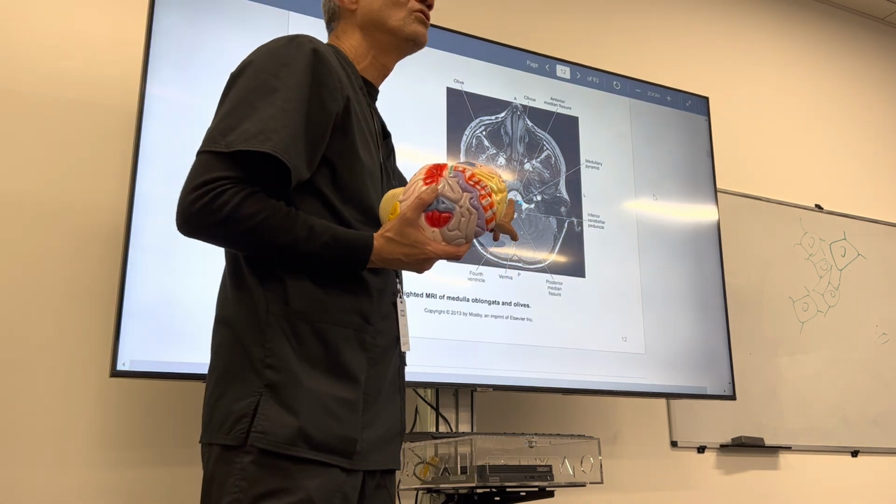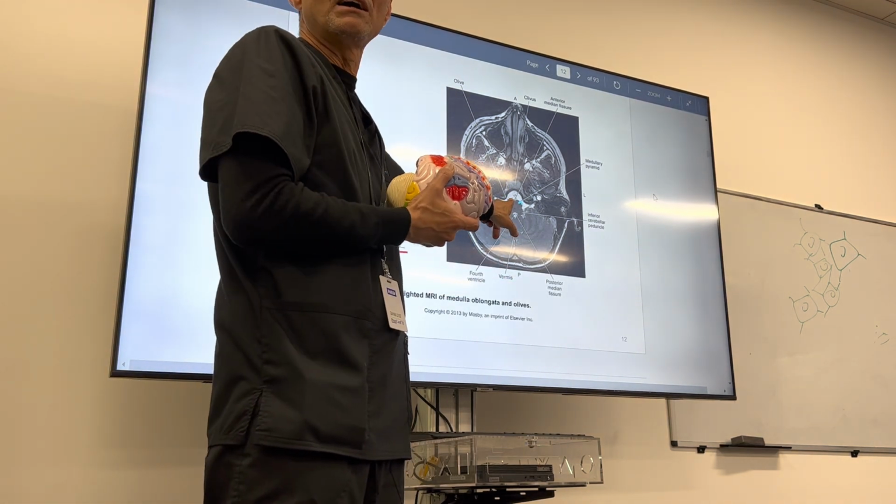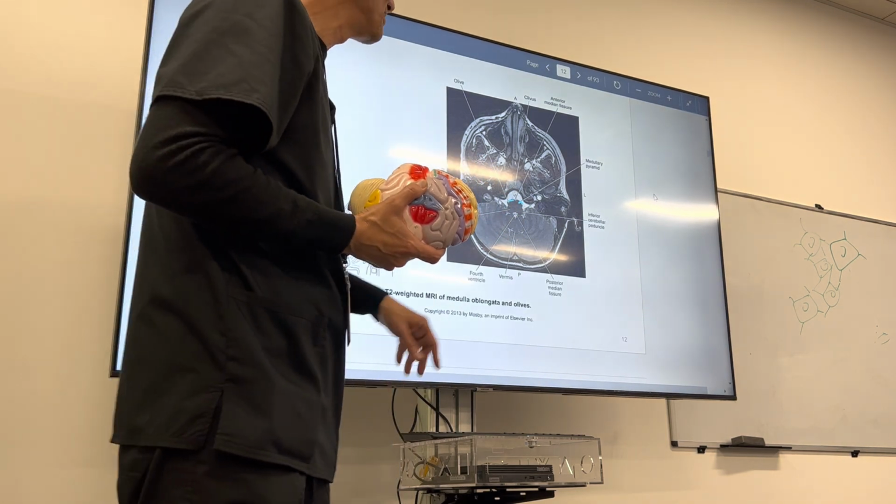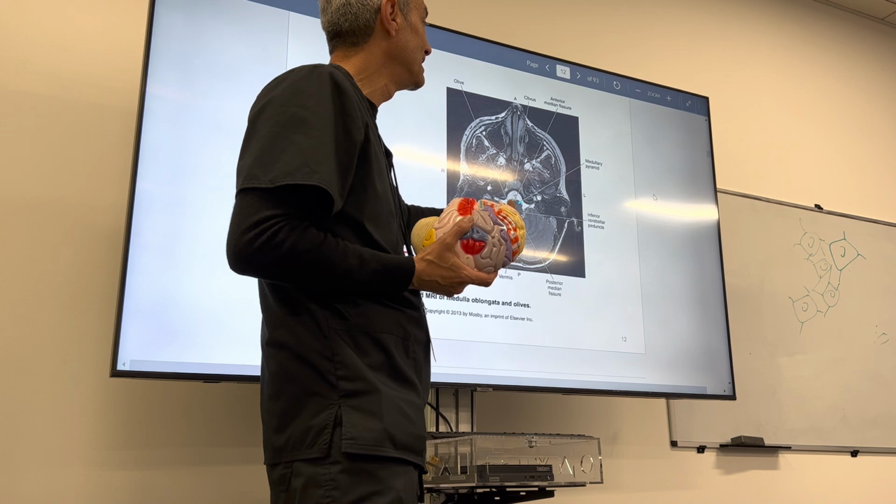I don't know why I didn't go. I taught that class during quarantine and they are still the same. They don't want the color, they don't want to go. Anyway, so this is the pyramid.